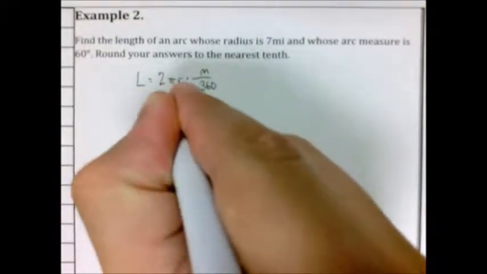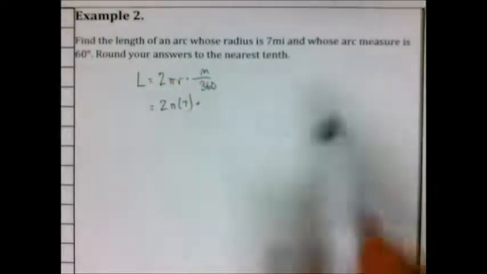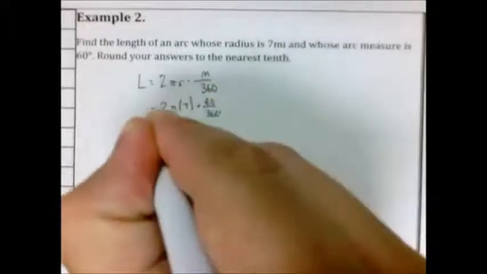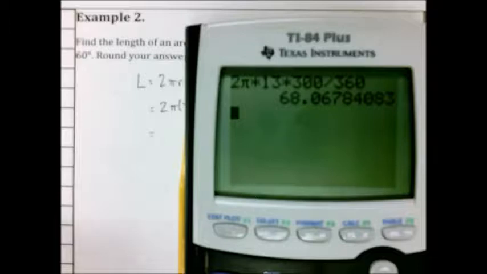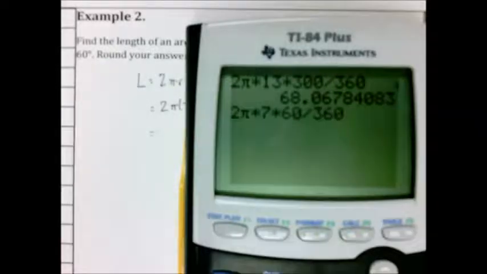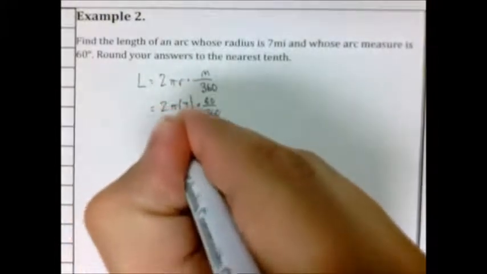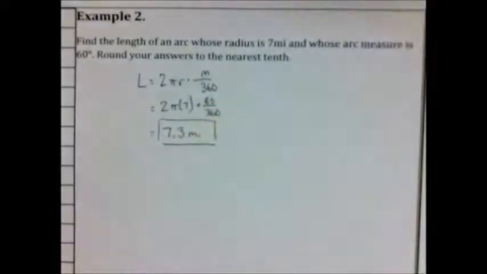All we have to do is plug in the pieces of information that we know, and we can solve. Our radius is 7 miles, and we know the angle measure of the arc is 60 degrees, so times 60 divided by 360. We can solve this using our calculator: 2 pi times our radius of 7 times 60 divided by 360. Press enter and we get 7.3. So the length of the arc for this one is 7.3 miles. Okay, and that's all we really need to do.